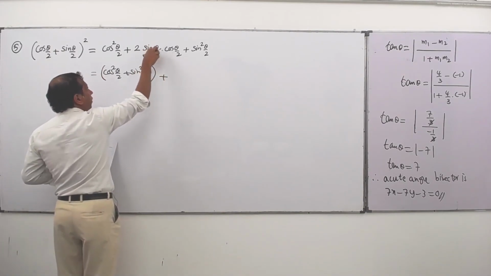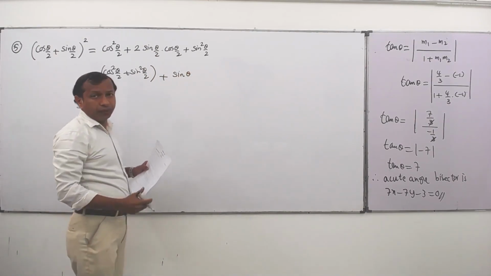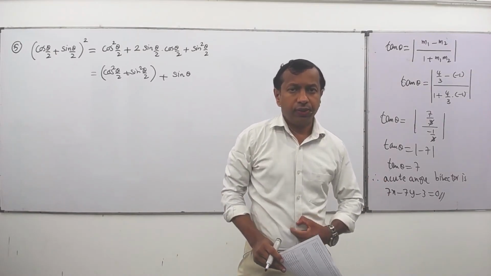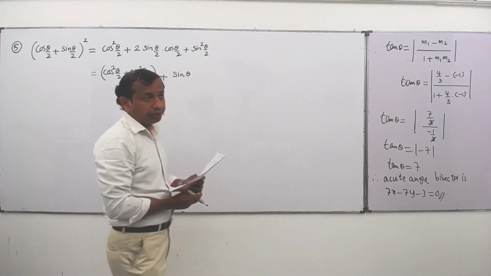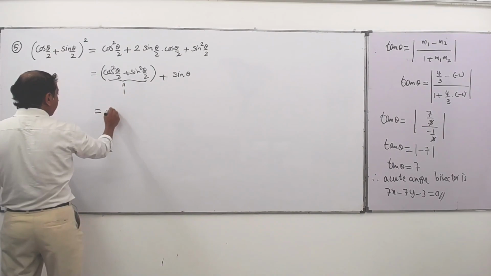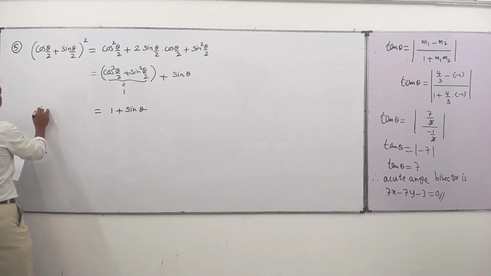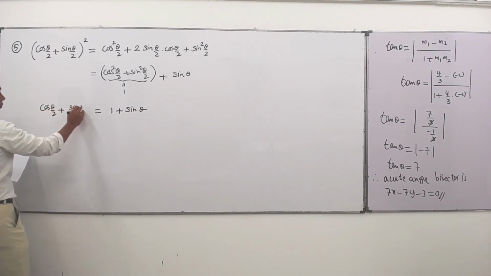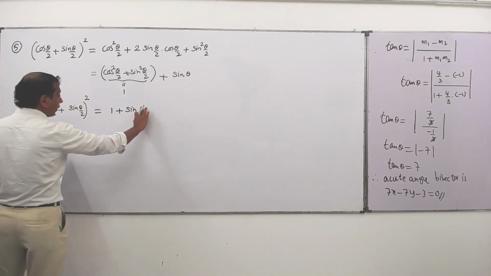This one, 2 sin theta by 2 into cos theta by 2, means sin theta. Correct, no? Sin theta, when we write in half angles, it is 2 sin theta by 2 into cos theta by 2. Right. This one now, 1 plus sin theta we get. Cos theta by 2 plus sin theta by 2 perfect square. This is the first answer we can show.